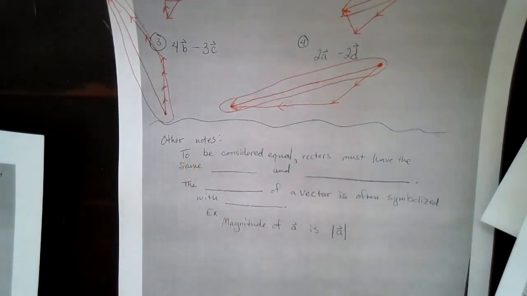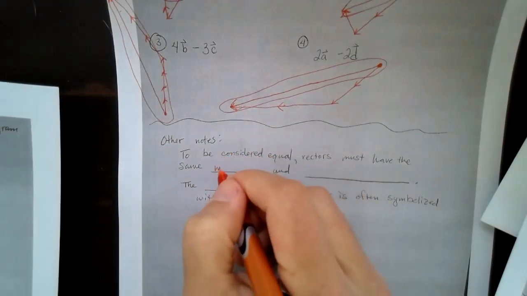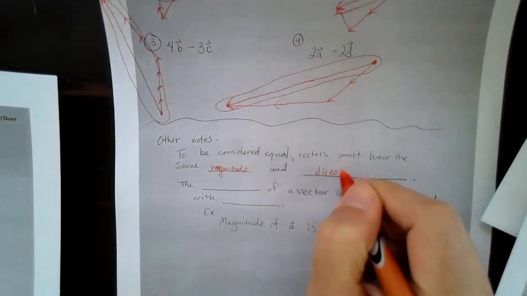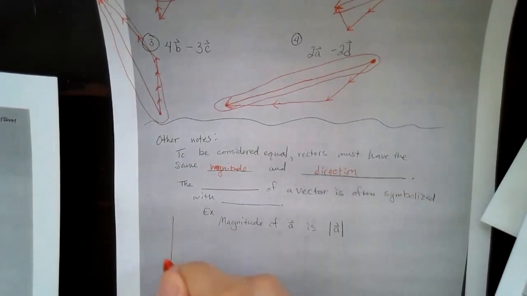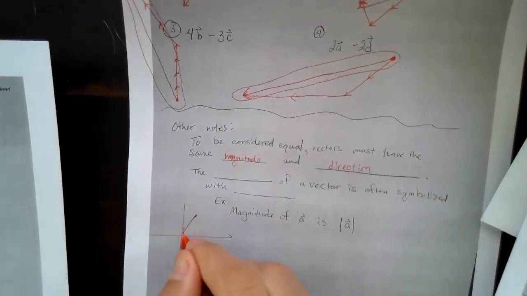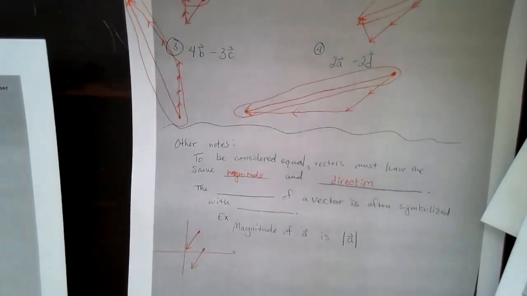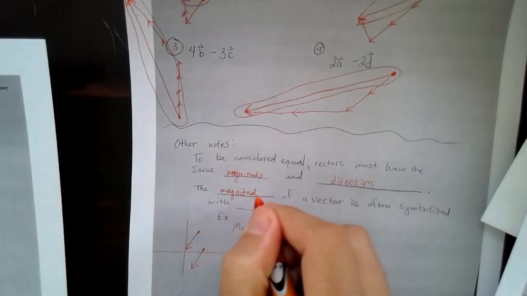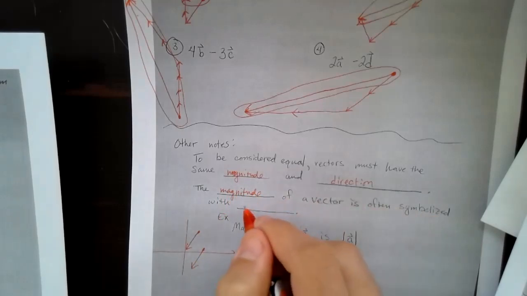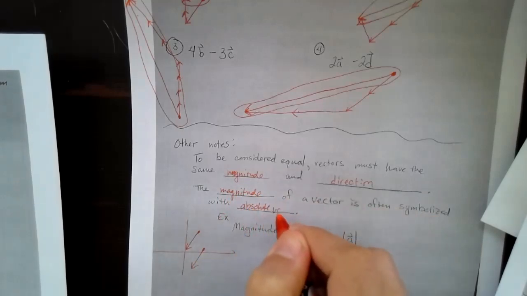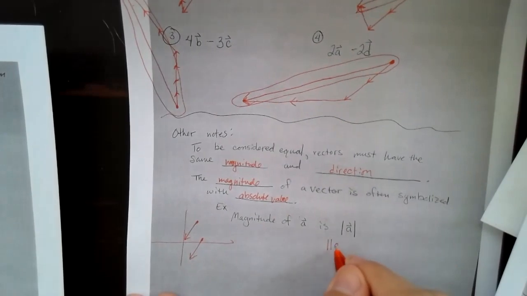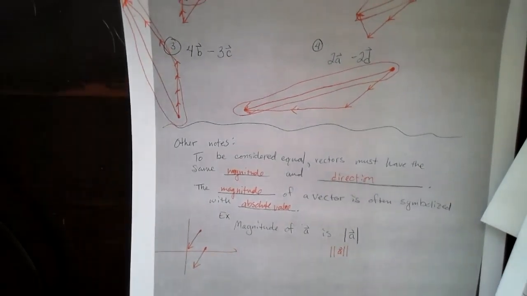Okay. So other notes to consider here. To be considered equal, vectors must have the same magnitude and direction. It doesn't matter where they are. Even if you had a bunch of vectors drawn in space, if they were the exact same direction and exact same magnitude, they would be equal. Also, the magnitude of a vector is often symbolized with absolute value. Sometimes it'll be a double absolute value. Okay, so that is all for your notes.